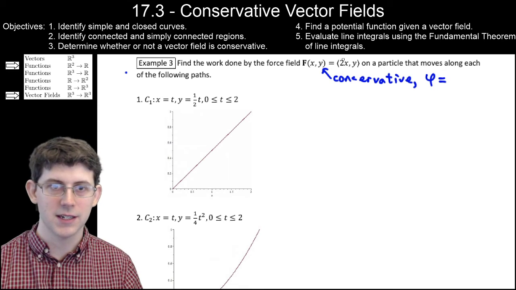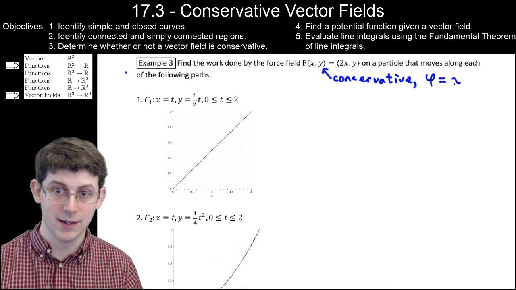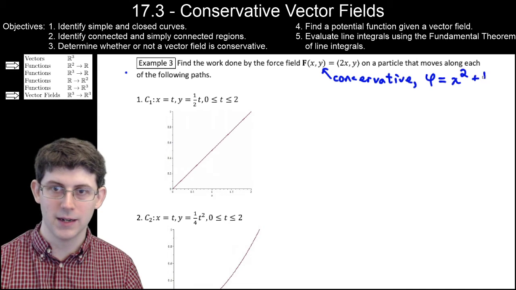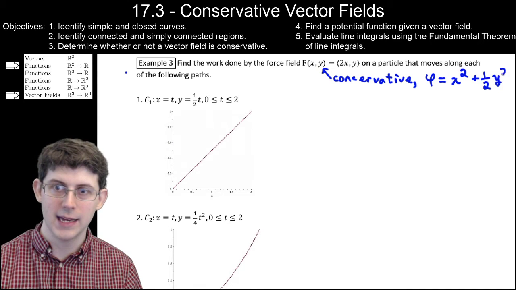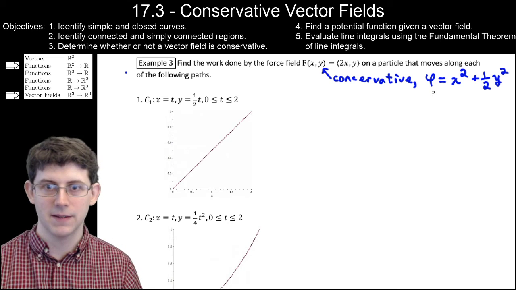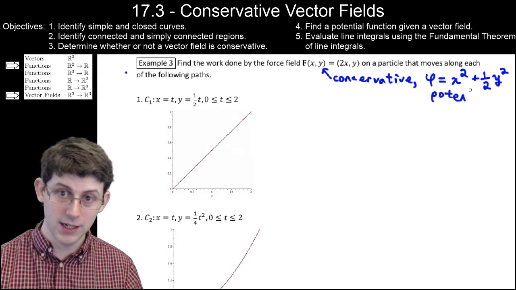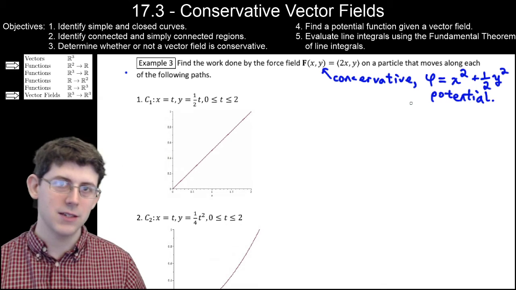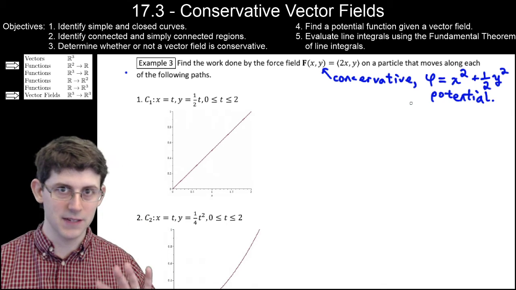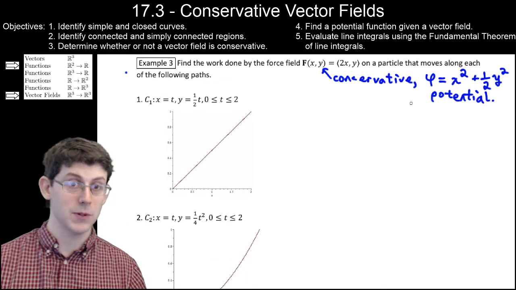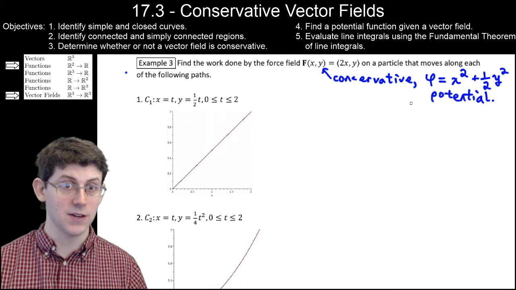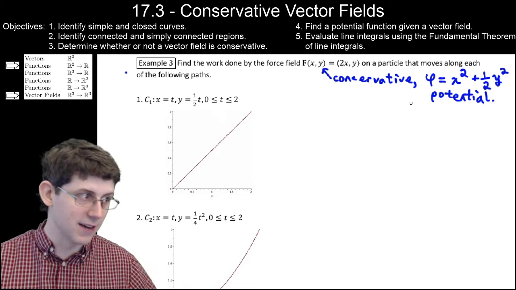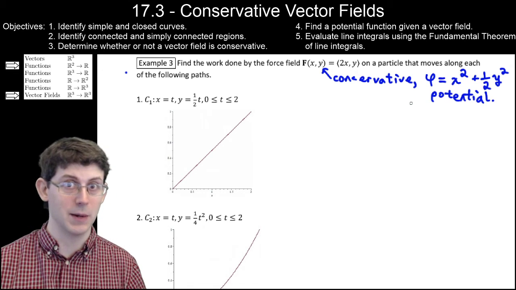The potential function is, well, it has to have an x squared to go with 2x, and it has to have a half y squared to go with our y. So this is our potential function. That's not the question. That's just something that you can get used to. Once you start seeing a vector field, you can go, well, you know what would be really nice is if this vector field was conservative, because then I would have a potential function and I would get to use the idea of potential energy from physics to do my problems.